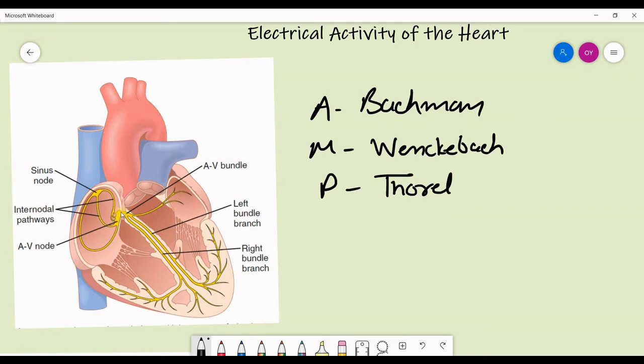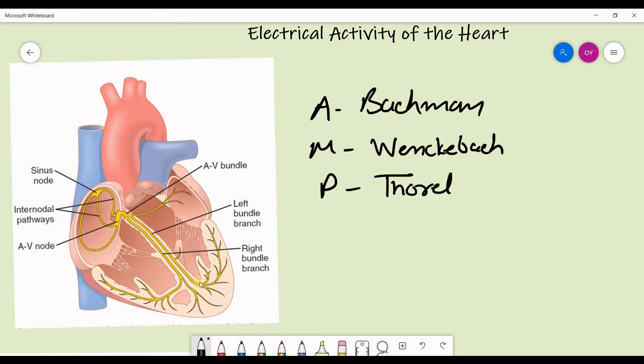From the AV node the impulse travels to the bundle of His, and this bundle of His divides into two bundle branches, each going to each side of the ventricular septum. That is, the left bundle branch goes to the left side of the ventricular septum and the right bundle branch to the right side of the ventricular septum.